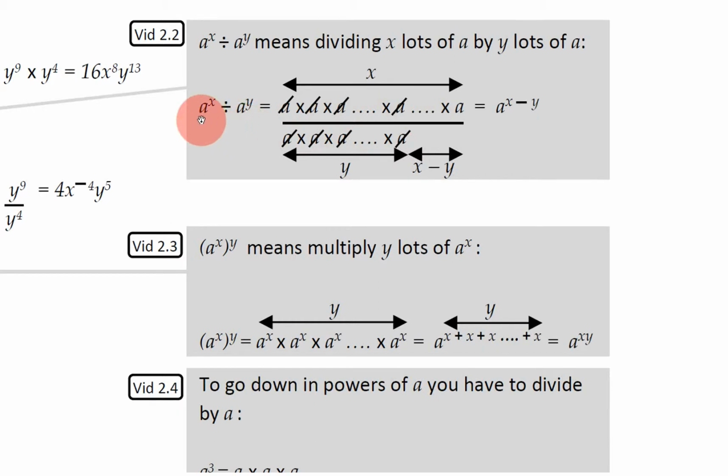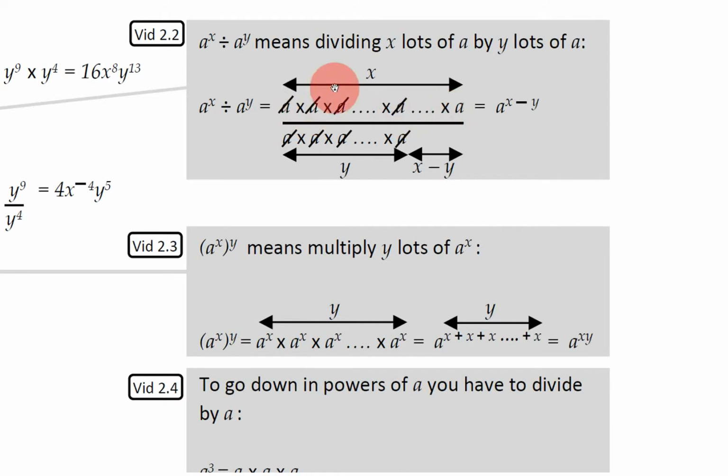I'm going to show you how anything to the power x divided by anything to the power y is basically the same as anything to the power x minus y. And the way I'm going to do that is I'm going to just write this out the long way. So a to the power x basically is this stuff here. You've got a times a times a, lots of a's.